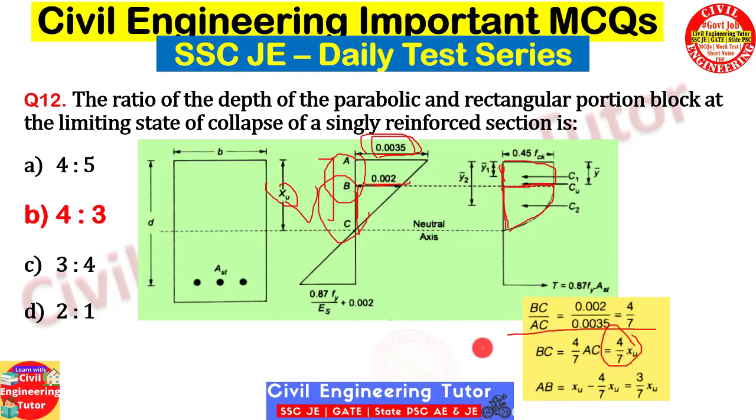So we can find the rest of the portion, that means the rectangular portion depth AB. AB is equal to Xu, the total depth, minus 4 by 7 Xu. That means total depth subtracting the parabolic portion. So the depth above will be 3 by 7 Xu. If we divide BC by AB, we will get 4:3. So the correct answer will be B. This is a very easy question. Those who have studied singly reinforced section design must have got this answer very quickly.